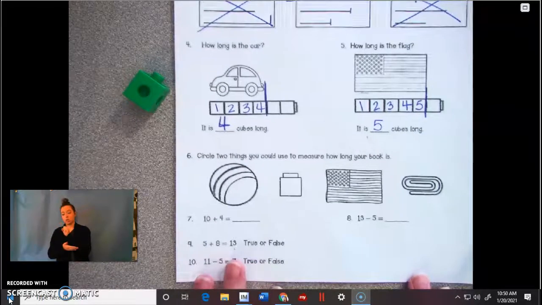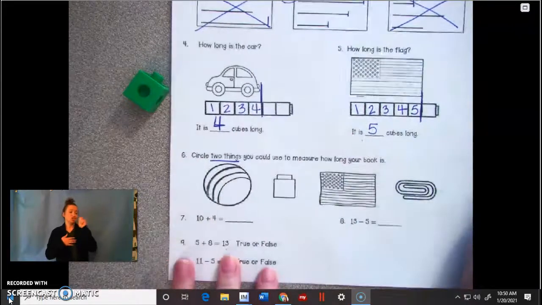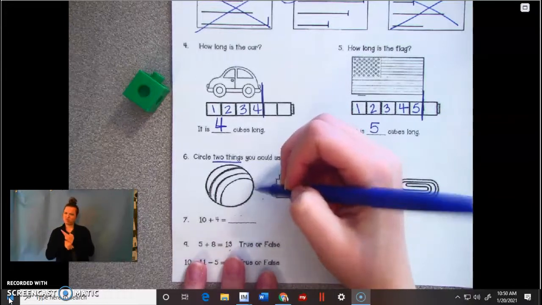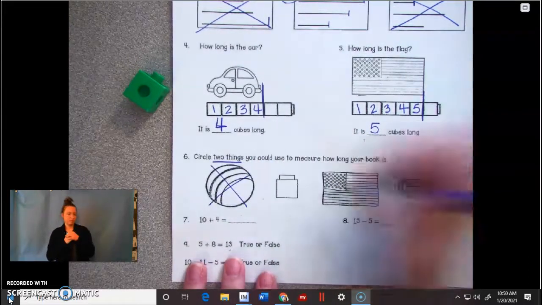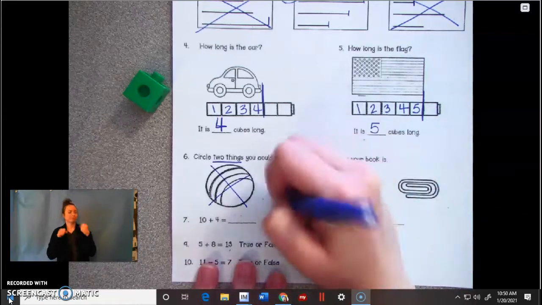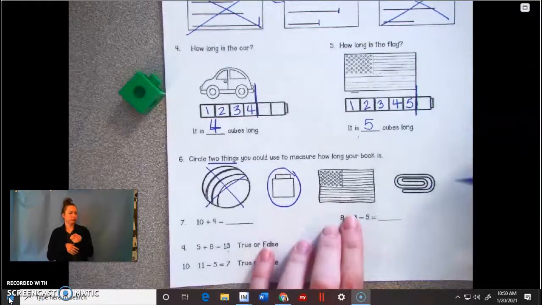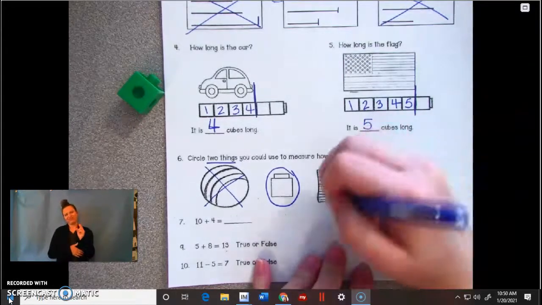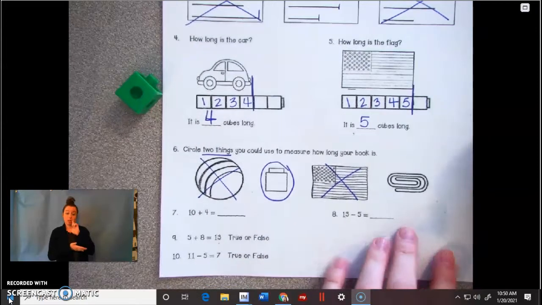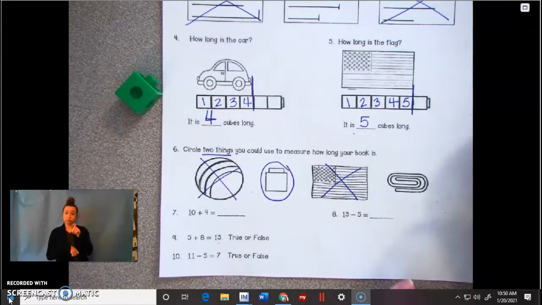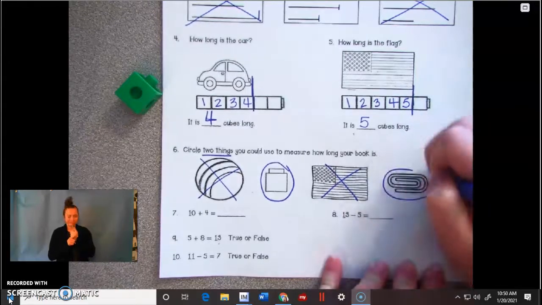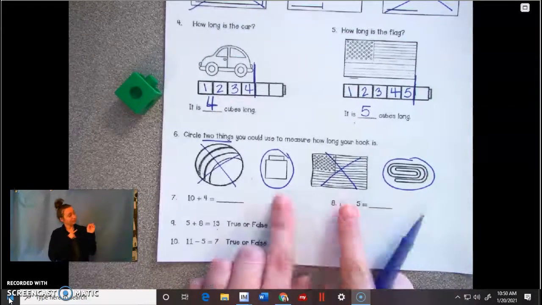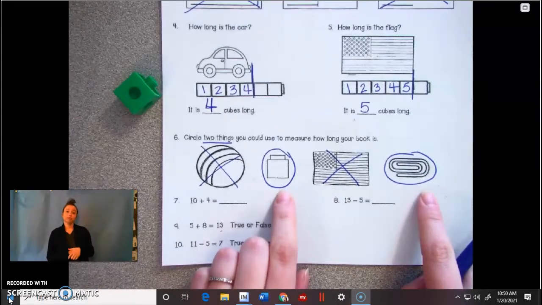All right? It says circle 2 things that you could use to measure. Could I use a ball to measure? No. What about a cube? We used cubes, didn't we? Would I use a flag to measure how long something was? No. What about a paper clip? Did we use paper clips when we were talking about measurement yesterday? We did. So I can circle the block and the paper clip because we know both of those are good tools to use to measure.